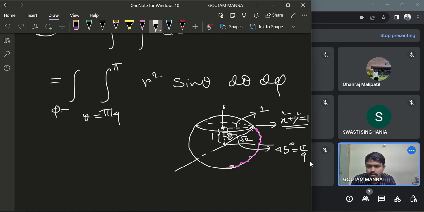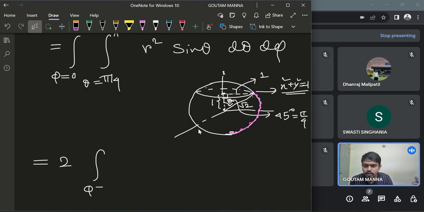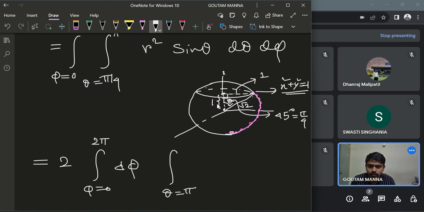So phi will be from 0 to 2 pi. Okay, r square is 2, and put it outside, then phi equals 0 to 2 pi. There is no phi dependence here, so I can do the phi integration separately, and theta will go from pi by 4 to pi of sine theta d theta.